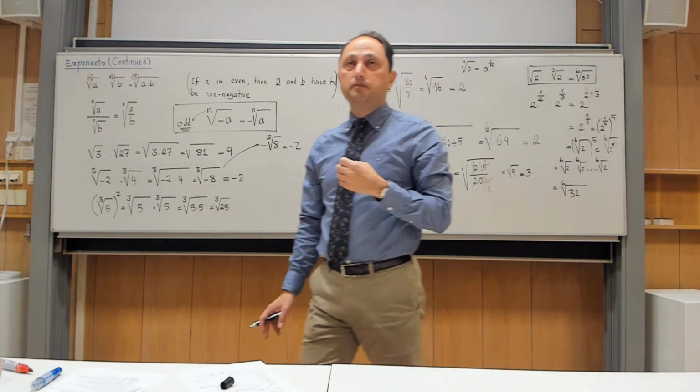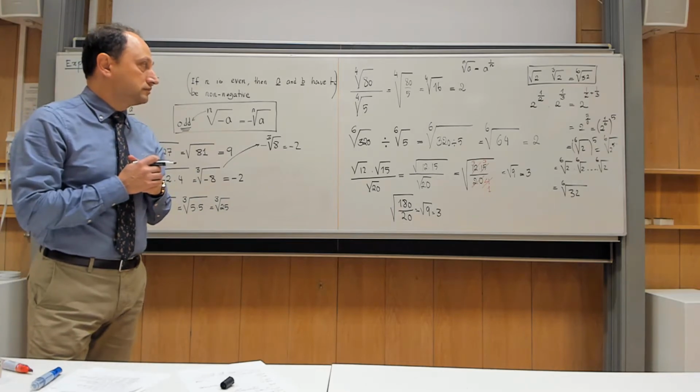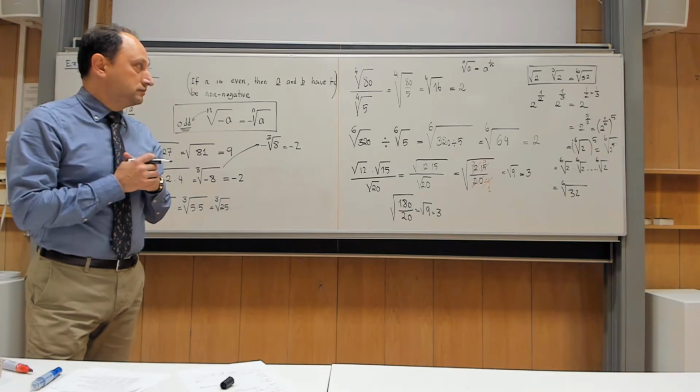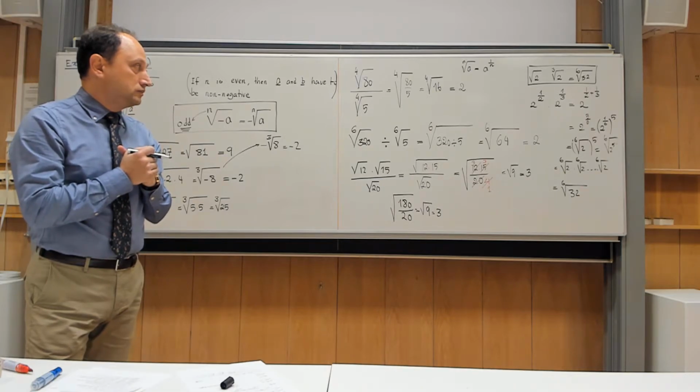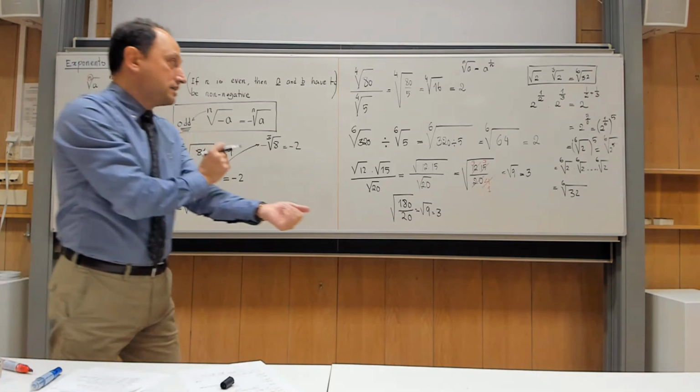Yes? Yes, please? Can you convert 2 to the root of 6 to 2 to the power of 1 over 6 and then multiply the fraction by 5? Yes, you can, but you go back again. That is the wrong logic.